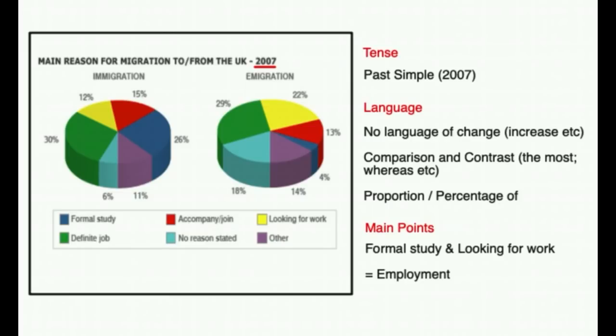of this IELTS pie chart, you can see that moving for a definite job is the most popular reason in both charts. Also, looking for work is a popular reason as well if you add these together. So if you want to group these together, you can group them as employment. So these make up the bulk of the IELTS pie chart, so you could use that as your main point.